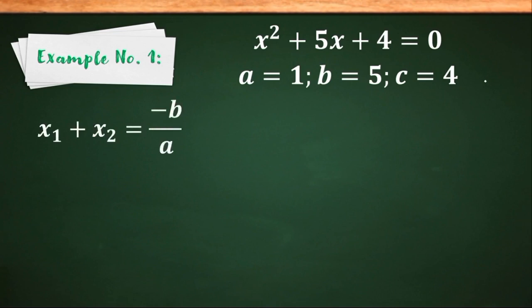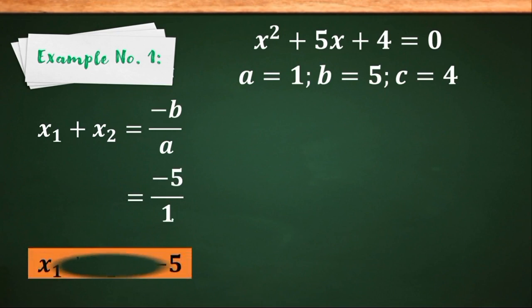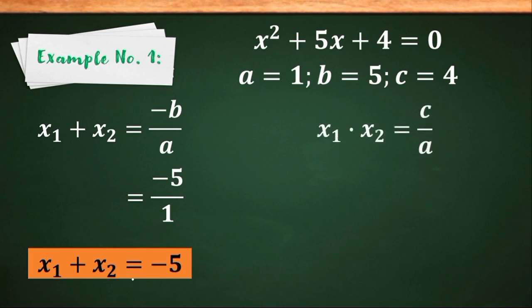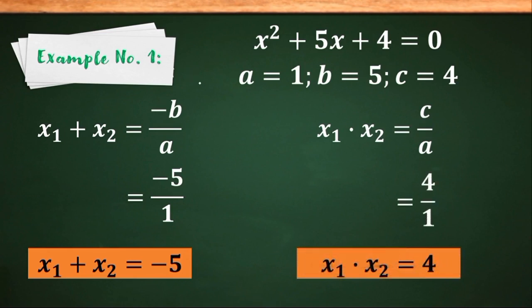Let's get the sum of the roots with the use of negative b over a. So negative 5 divided by 1, the sum of the roots is negative 5. And then x sub 1 times x sub 2 equals c over a. C is 4, a is 1, 4 divided by 1, the product of the roots is 4.